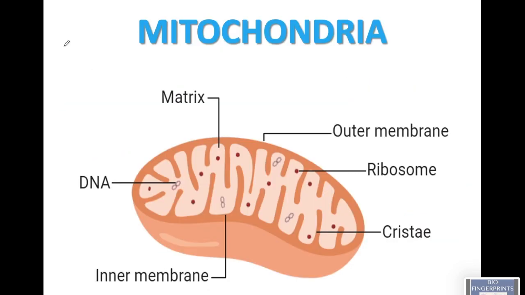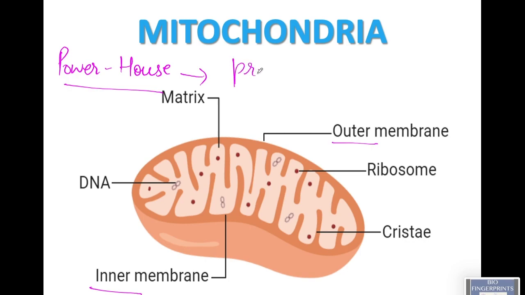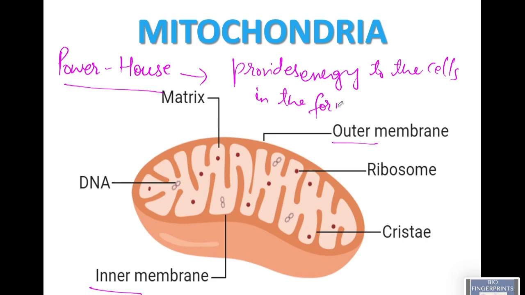So now moving on to mitochondria. It is a double membrane bound structure. Double membrane bound means it has an outer membrane and an inner membrane as well. It is also known as the powerhouse of the cell. Why? Because it provides energy to the cell, but in the form of ATP molecules. ATP, adenosine triphosphate.